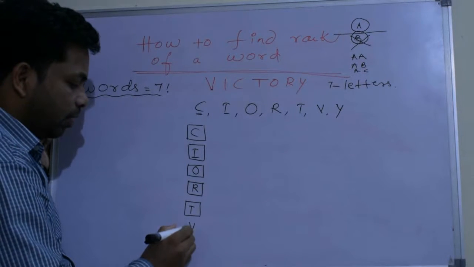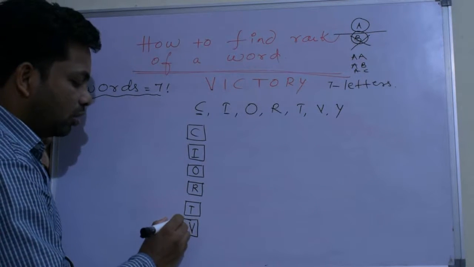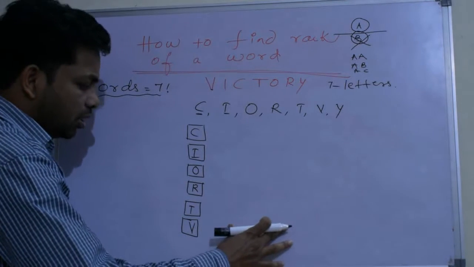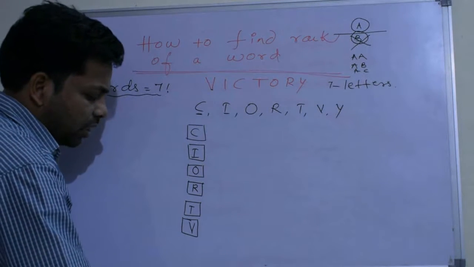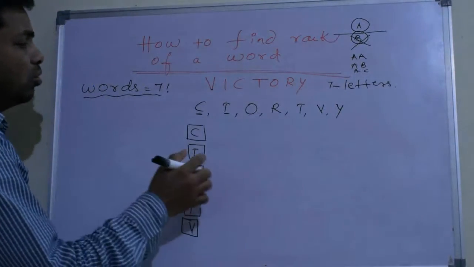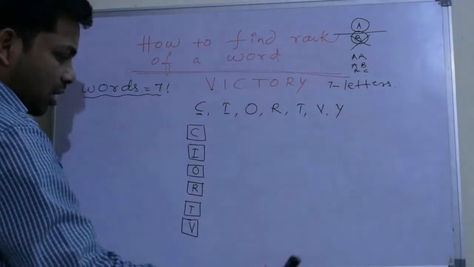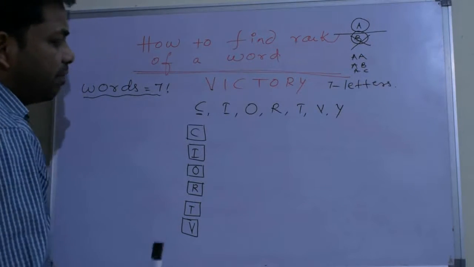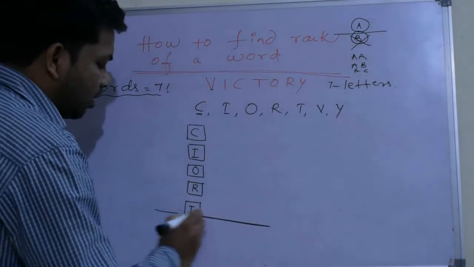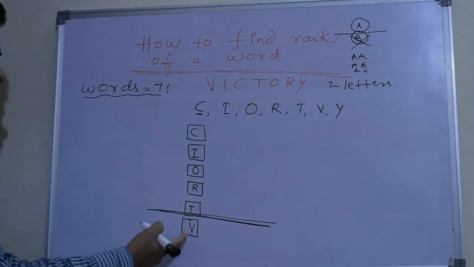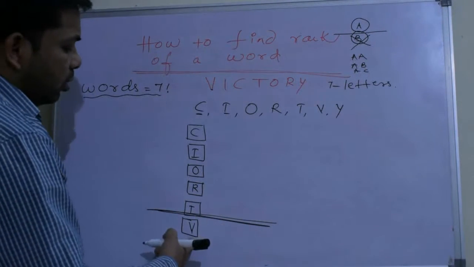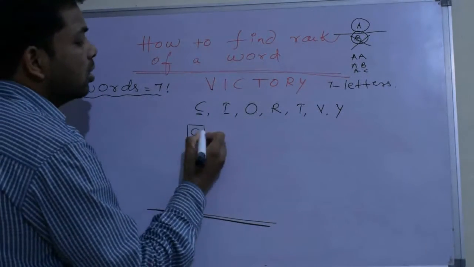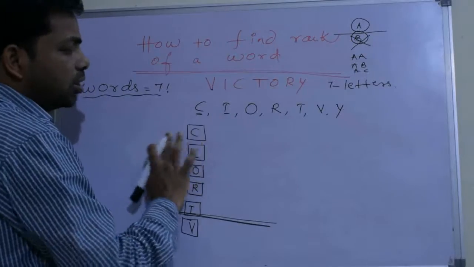We cannot take V yet, because if you take V, all the words with V will be counted, whereas you have to find the position of VICTORY, which comes somewhere in between all the words that start with V. So first I will complete this task and come back to find the position of VICTORY when it starts with V. Now, if it starts with C, the first position is already fixed.